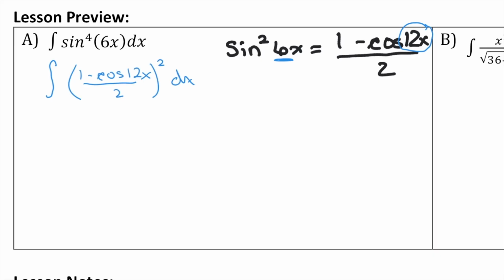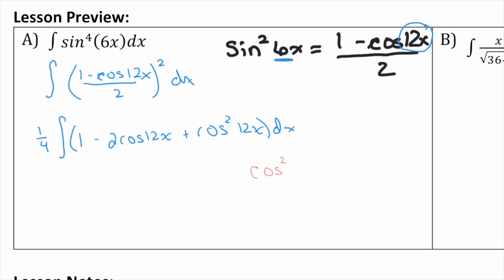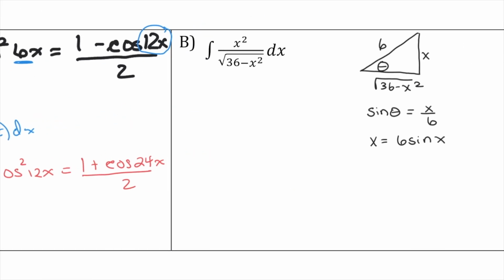Here's my dx. Did you factor out your 1/4 and rewrite the problem so that you have 1 minus 2 cosine 12x and then plus the cosine squared 12x? From here, you're going to have to use another identity, and that identity is going to be your cosine squared 12x is equal to 1 plus the cosine, double the angle, 24x divided by 2. Substitute, and then you'll be able to integrate.